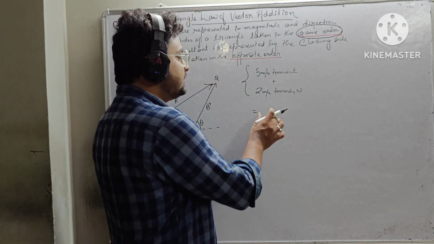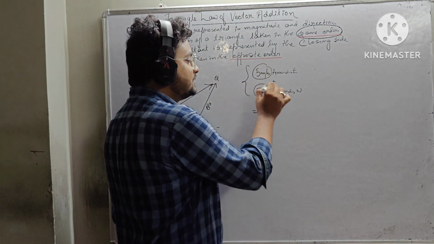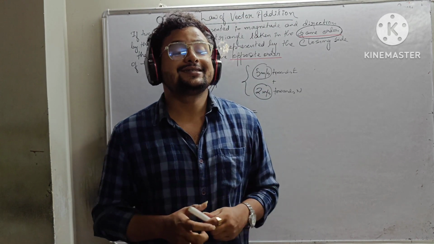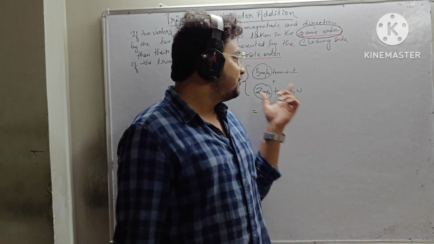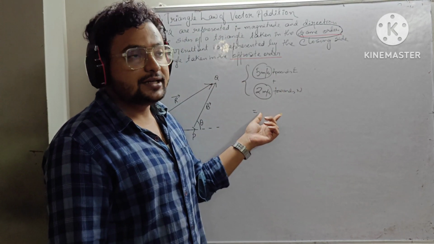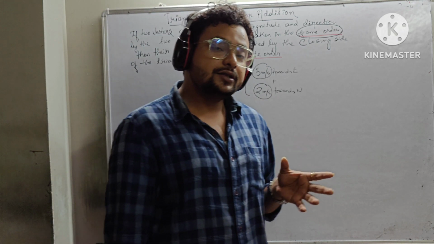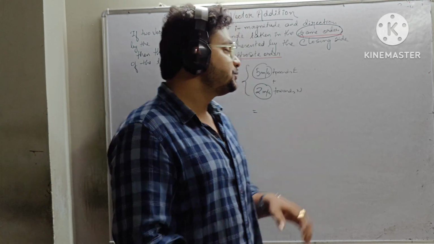Now, if you are thinking that the magnitude will be 5 plus 2, that is 7, then you are completely wrong. Why? Because I told you that vector quantities cannot be added algebraically. So 5 plus 2 you cannot add algebraically to get 7. It cannot be done. You have to add these two vectors using certain rules.